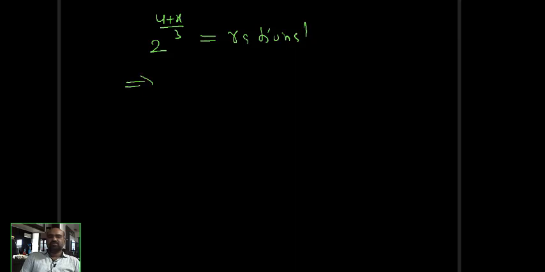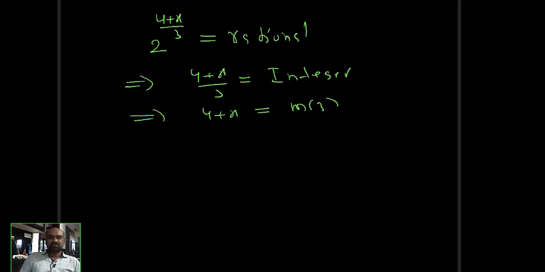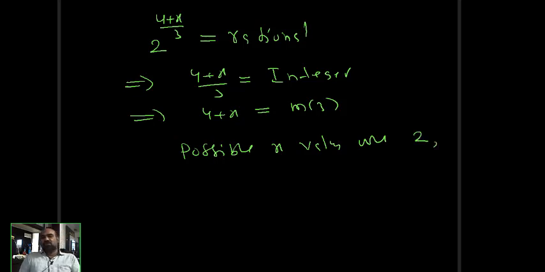When does this happen? When (4 plus x) by 3 is an integer. That is, when 4 plus x is a multiple of 3. Possible x values are, what should I write now? Multiple of 3 means, x equal to 2 I can write, 4 plus 2 is 6. Okay, after 6, next is 9, which means x equal to 5, and so on.